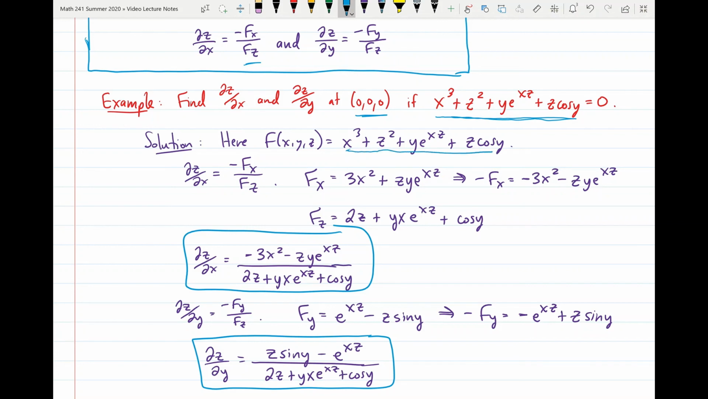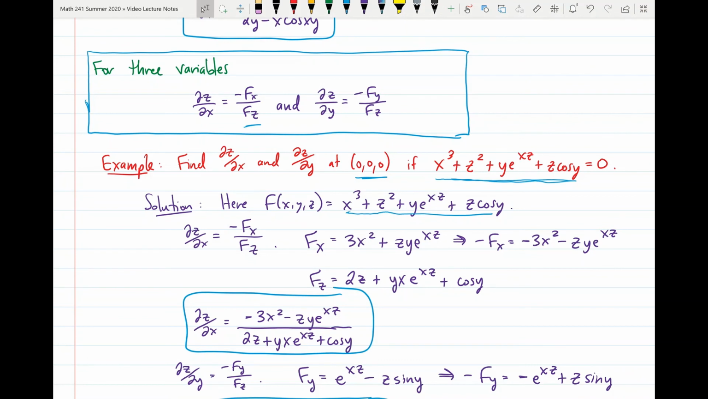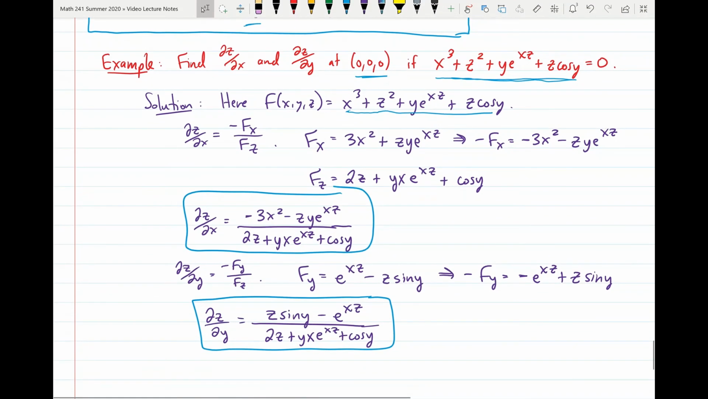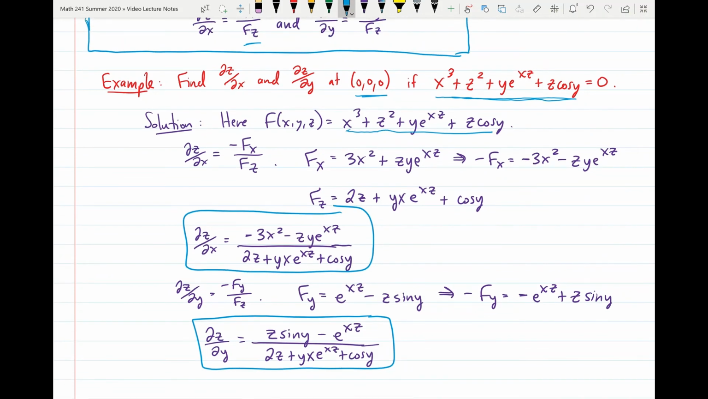So we can use the theorem right here from above. The partial derivative of z with respect to x is equal to minus f sub x over f sub z. So let's find f sub x first. To do that, we take the derivative letting y and z be constant, and we find that it is equal to 3x squared plus z times y times e to the xz, and minus f sub x is going to be minus 3x squared minus z times y e to the xz.